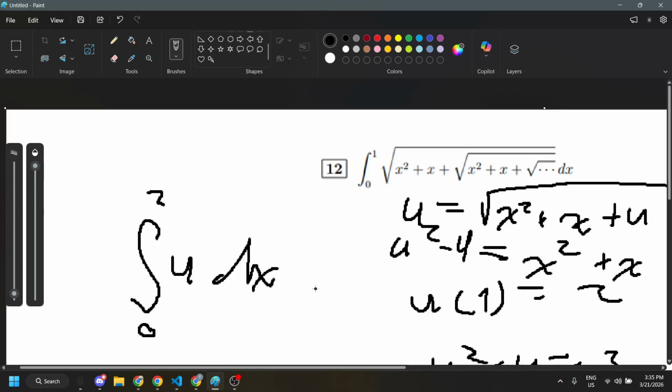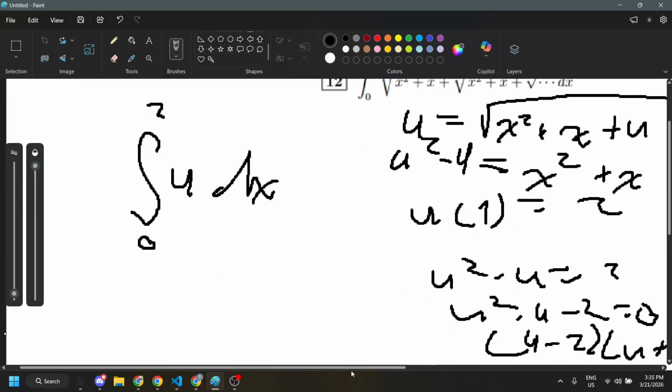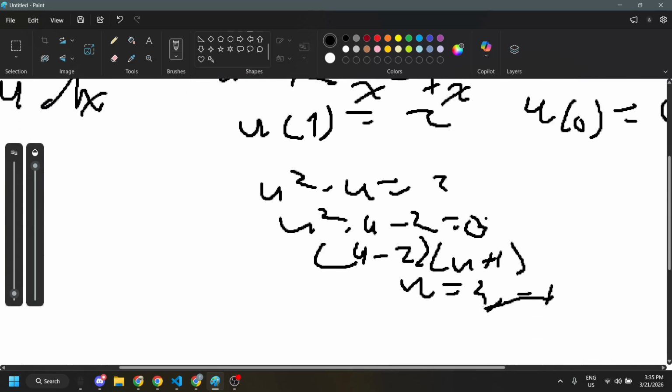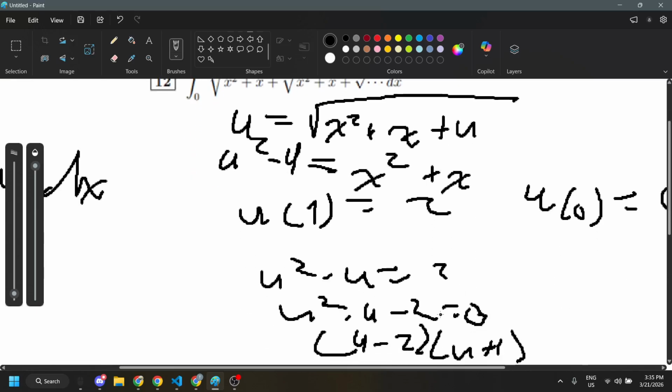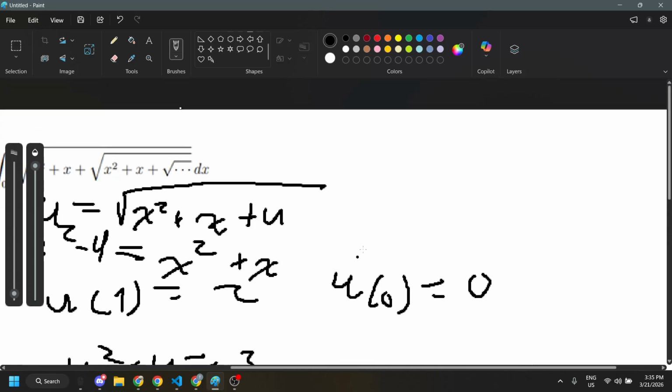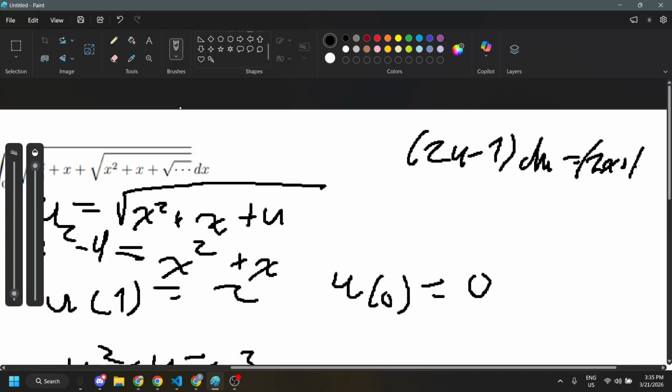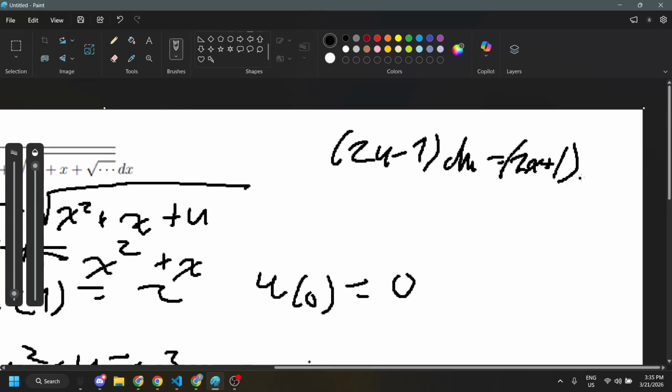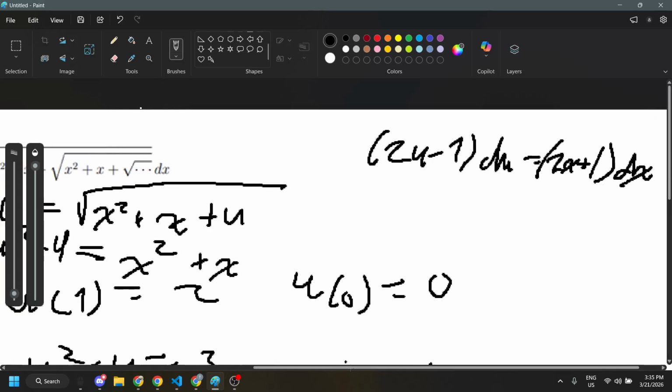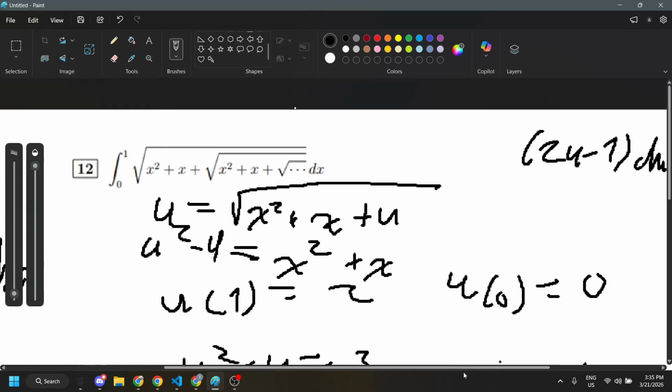Now we need to somehow turn dx into something we can work with. Did I implicitly differentiate this or just erase that? I'm not sure. We have 2u minus 1 du is equal to 2x plus 1 dx, because we don't see that in here. We don't see the 2x.